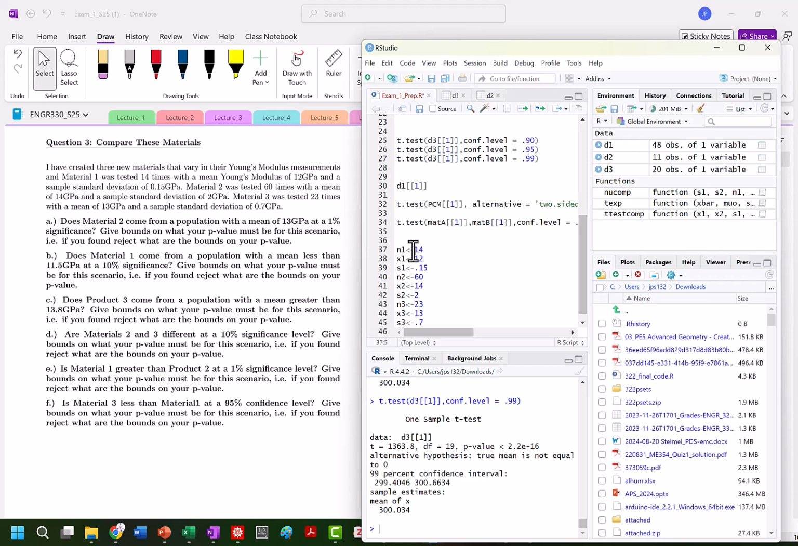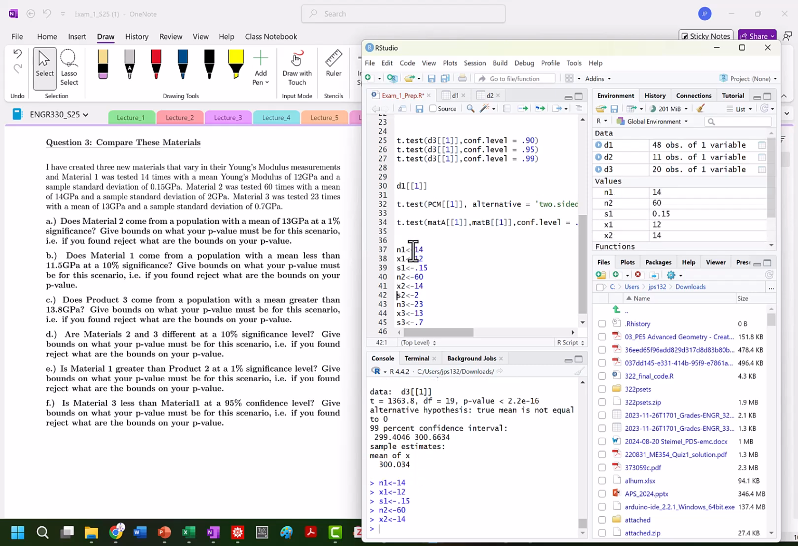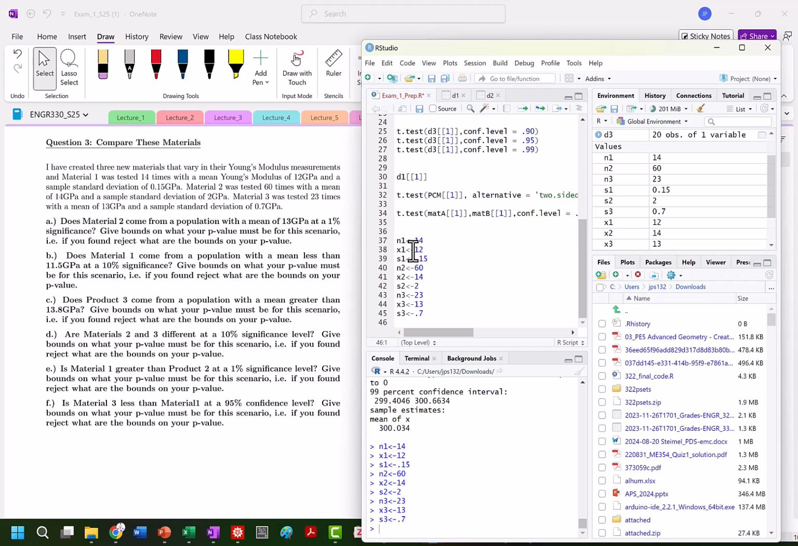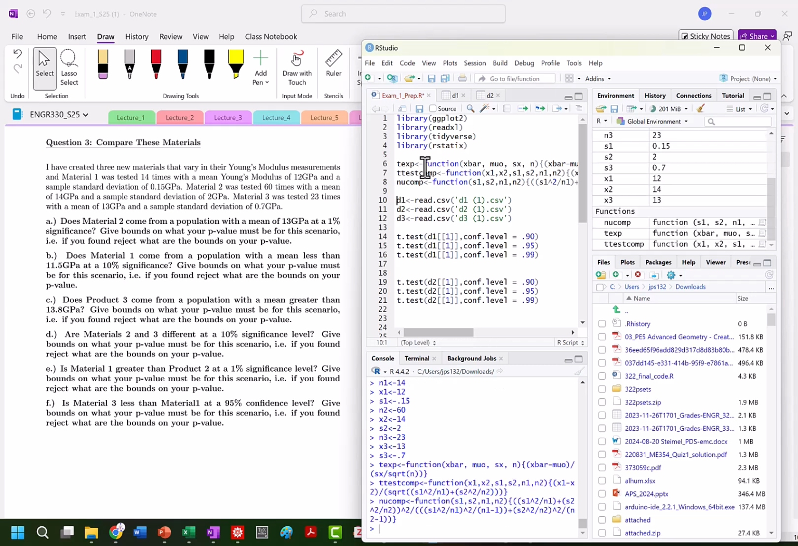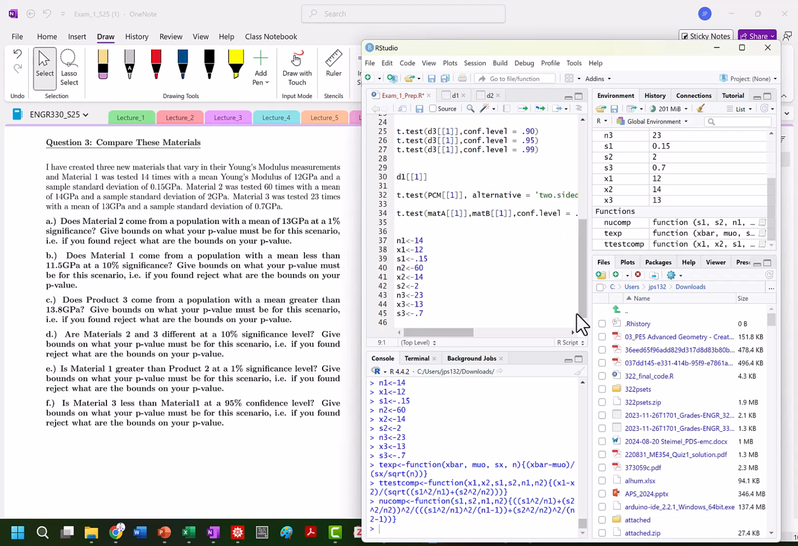All right, so we've got those defined now. Let's make sure that we've already defined our functions. So let's go ahead and run through our analysis.